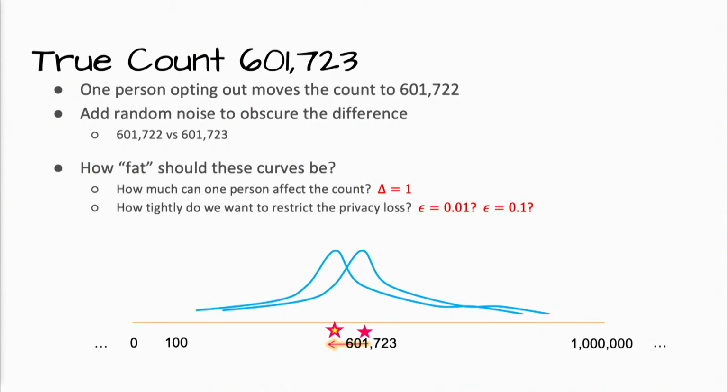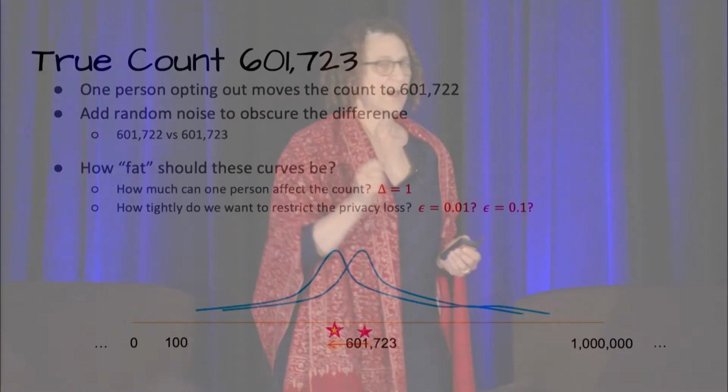So, a little bit more rigorously, how fat should these curves be? I gave my curve a bump. How fat should that bump be? Well, one person can affect a count by exactly 1, right? If I opt in or opt out, that will change a count only by 1. We call that the sensitivity of the function. In this case, the function is just the count, so the sensitivity of this function is 1. Now, that's going to be one of the things that we have to keep in mind.